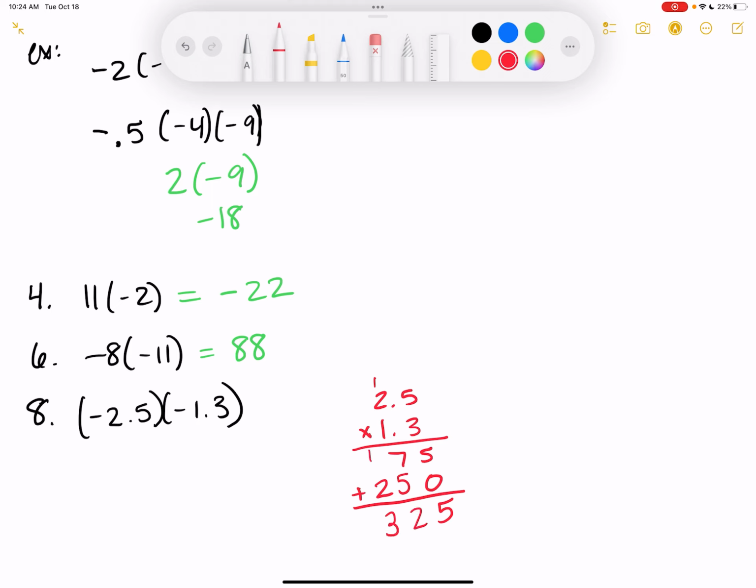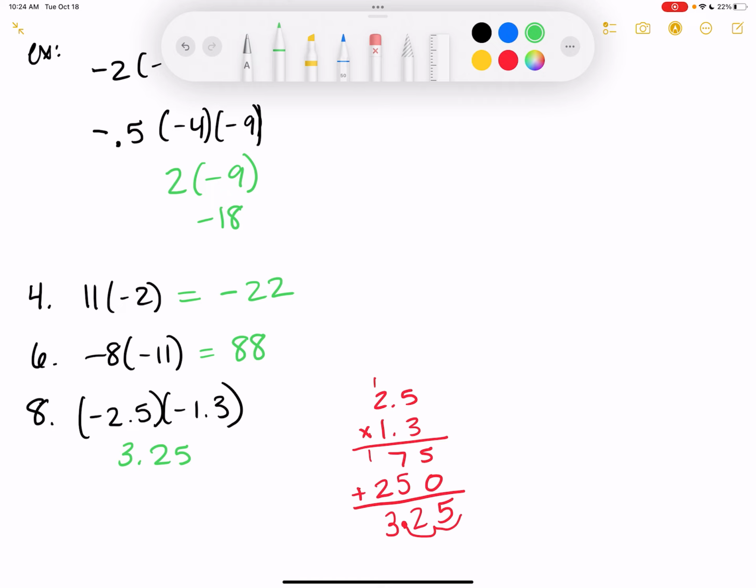So then we count how many decimal places we have. So we have 1, 2. So we move the decimal place over 1, 2. So our answer is going to be 3.25. And again, it's positive because they were both negative.